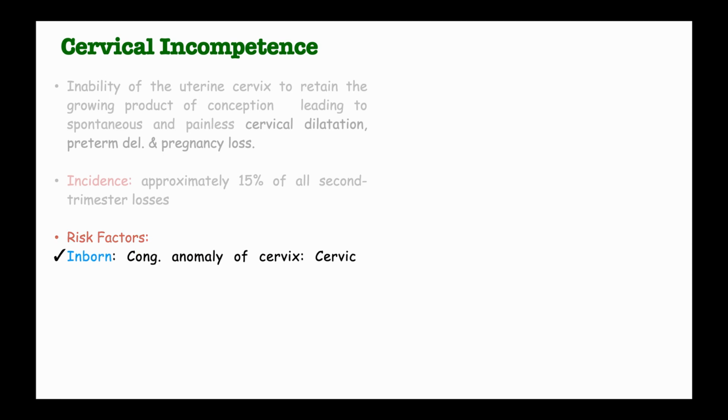And so, with the inborn risk factors, we have factors such as congenital anomaly of the cervix, which may include cervical agenesis, dysgenesis, as well as cervical obstruction. We may also have exposure to diethylstilbestrol in utero. Now, this diethylstilbestrol is a synthetic non-steroidal form of estrogen, and it's a well-known teratogen and a carcinogen.